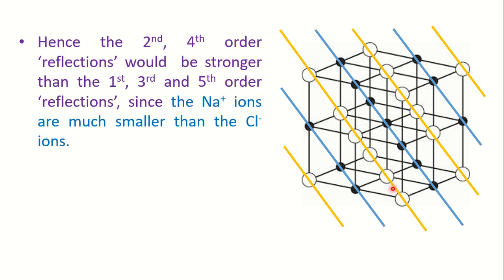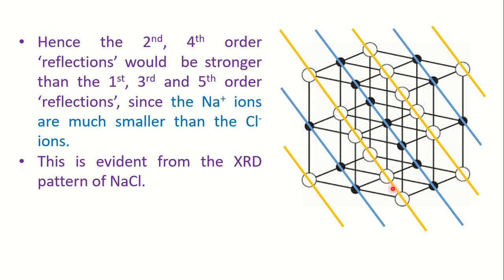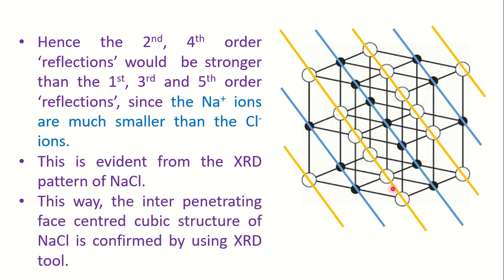Hence the second, fourth order reflections would be stronger than first, third and fifth order reflections, since the sodium Na+ ions are much smaller than chloride Cl- ions. This is evident from the XRD pattern of sodium chloride. This way, the interpenetrating face-centered cubic structure of sodium chloride is confirmed by using the XRD tool. So that's all about the structure of sodium chloride.